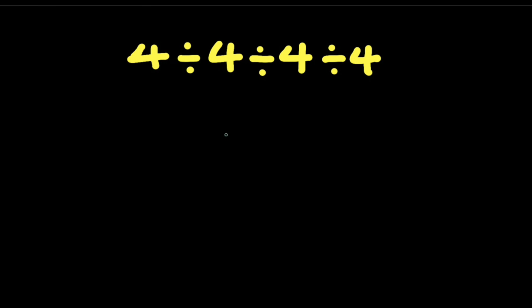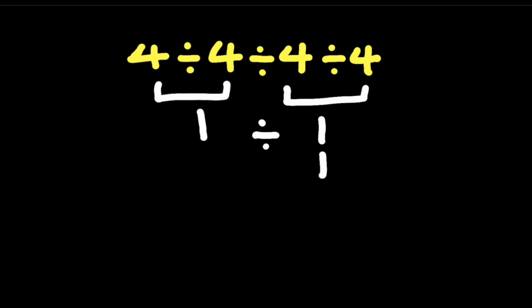Today I want to find the value of this expression 4 divided by 4 divided by 4 divided by 4. Okay, 4 divided by 4 gives us 1 and 4 divided by 4 gives us 1. Now 1 divided by 1 gives us 1, but this answer is not correct.